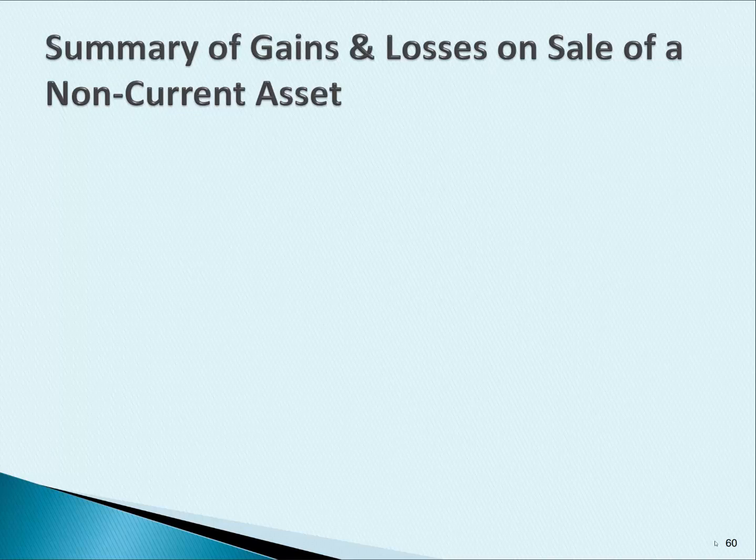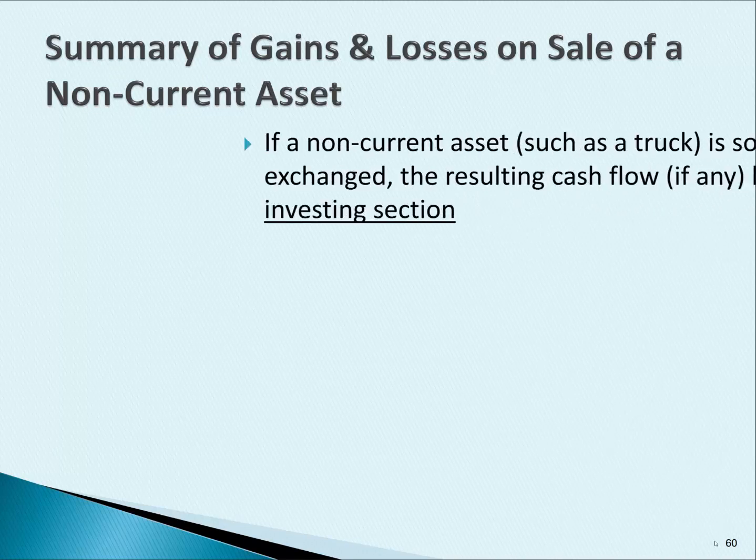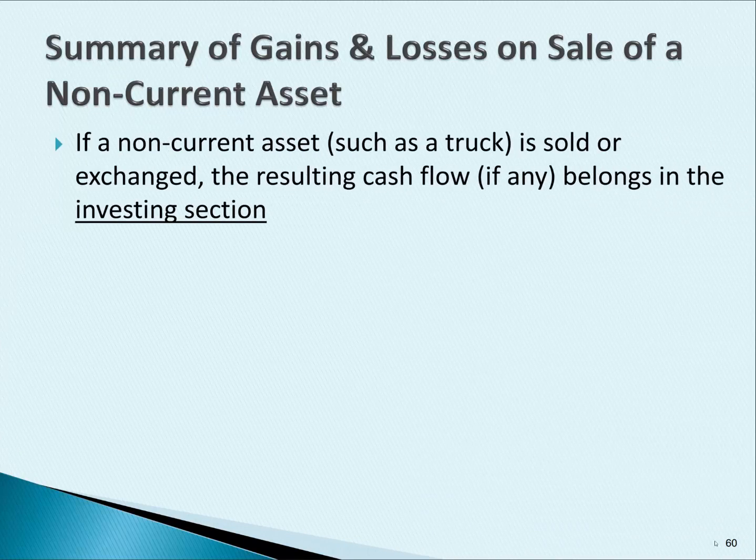So let's review the gain or loss on the sale of a non-current asset. The rule is if a non-current asset like your truck, your equipment, your building is sold or exchanged, the resulting cash flow, if there is any, goes in the investing section. Why does it go in the investing section? Because changes to long-term assets go into the investing section.